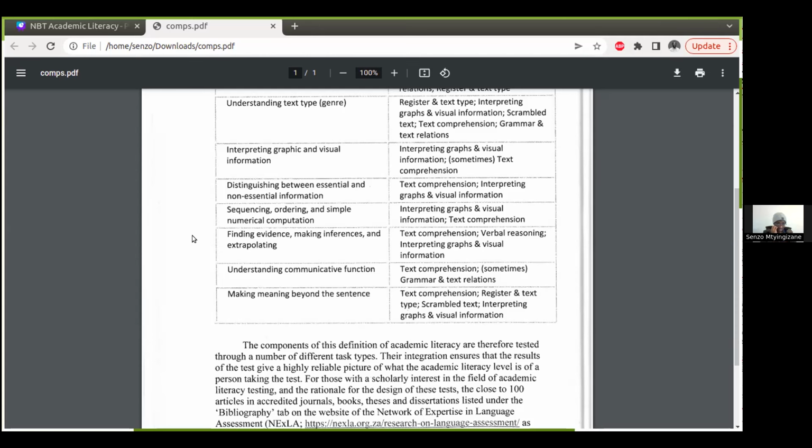And then lastly is making meaning beyond the sentence. This is also very important because you can be given information, but you need to find the meaning beyond it, meaning that you have to find implicit information. You have to see what is being said, but not only that, also see what is not being said. So that would be knowing how to get explicit information. Explicit information is information that is there in the text, but there's also some implicit information that you can elicit from a text. So you need to be able to do those things. And some of the things that are going to be tested there are your comprehension, register and text types, scrambled text, and ability to interpret graphs and visual information.